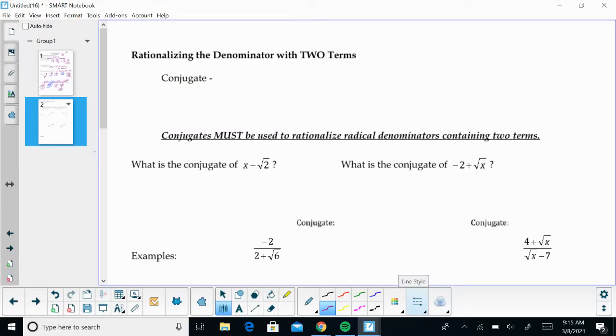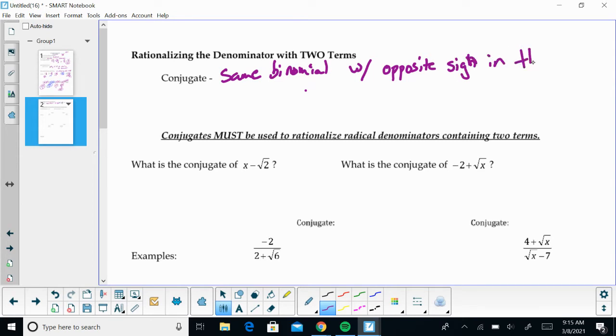Okay, now we're going to talk about something that I actually find really enjoyable. It's a conjugate. A conjugate is the same binomial. And remember, if it's a binomial, that means there are two terms with opposite sign in the middle. So, for example, if I had the square root of x plus 7, the conjugate would be the square root of x minus 7. And these are really helpful.